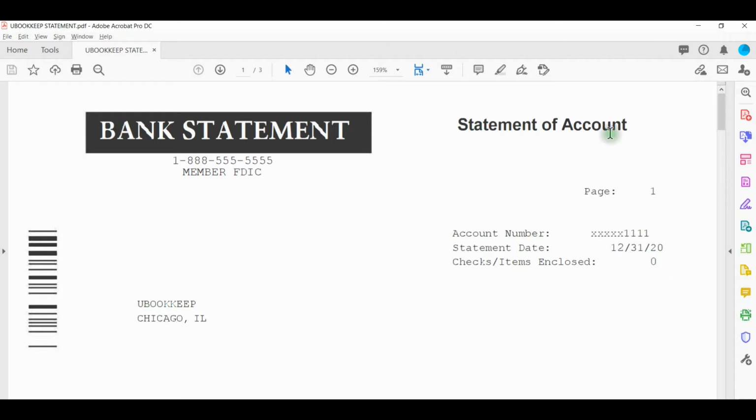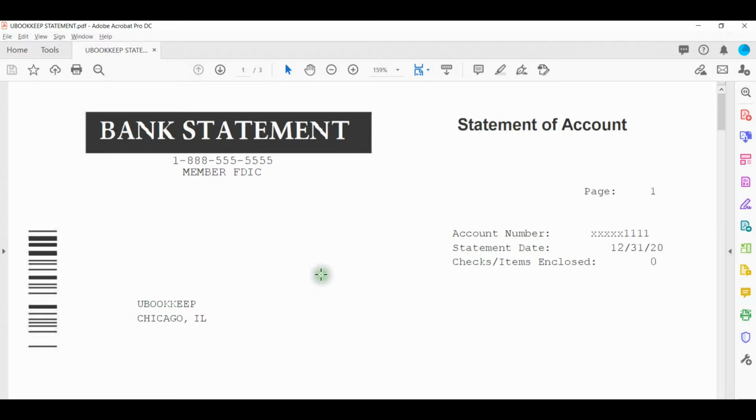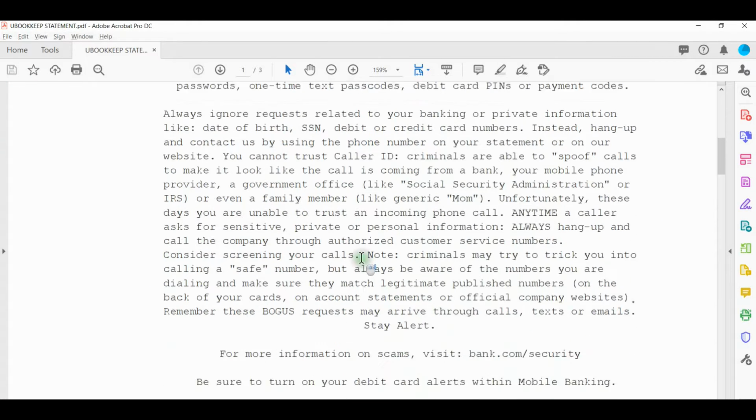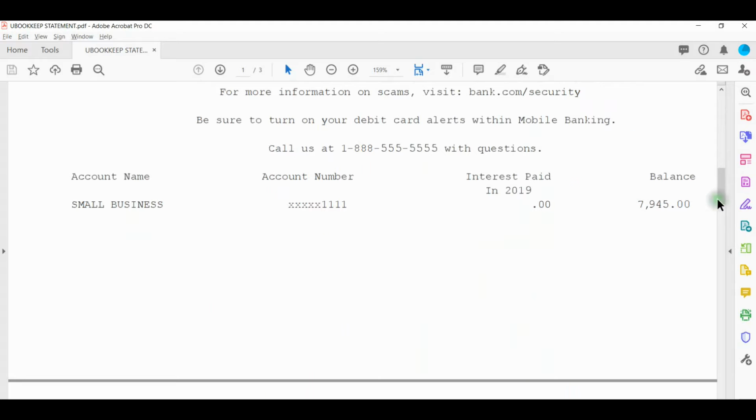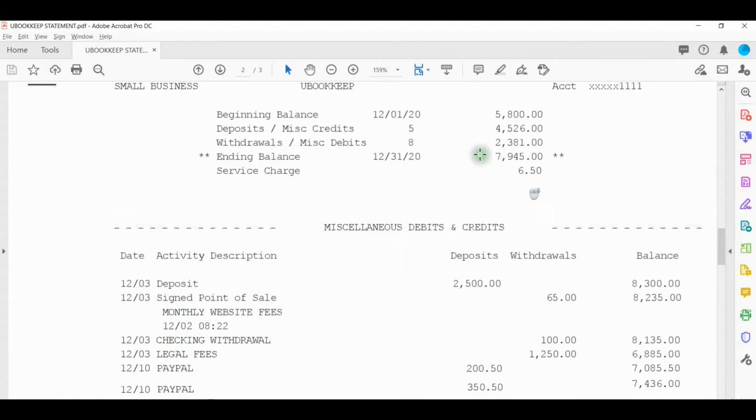Okay, so the first thing is we have our bank statement, and one of the tabs you'll be using in UBookkeep is the check register. We have this information here, and we have our ending balance and our beginning balance. So on your statement, you're going to have a beginning balance and an ending balance.